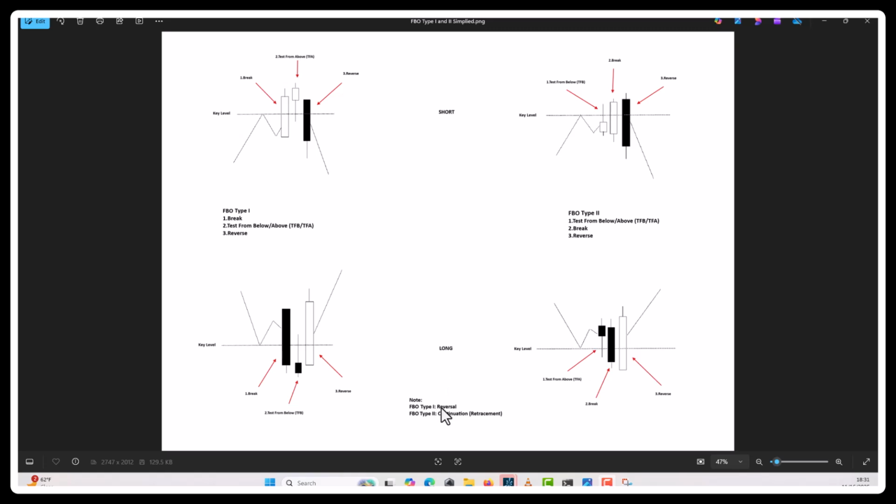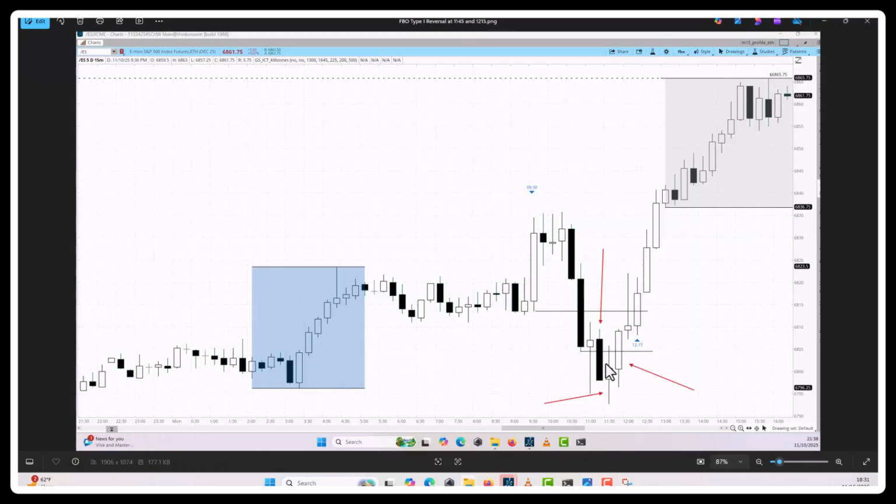So we notice that type 1 is largely on the reversal side. It breaks, tests from below and reverses. That's exactly what we saw on Monday at the level right here, at 11:45. Yeah, let's do a markup, a write-up for this setup.